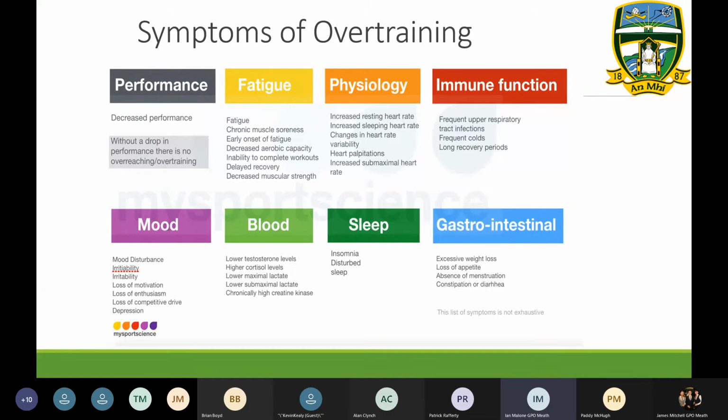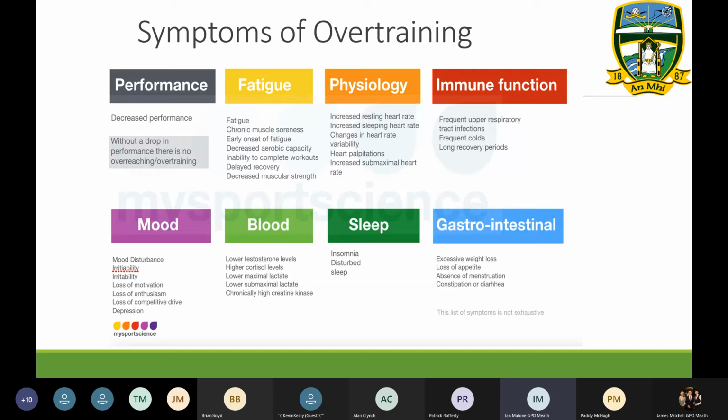Mood is another thing that we don't often think about, but again, that can come with fatigue. Could be a loss of motivation. They could be less enthusiastic about going to training or playing matches. They could be more irritable, they could have a much shorter temper. There are a lot of things to look out for as well. Blood, obviously, is not something that you're going to be able to keep an eye on very easily.